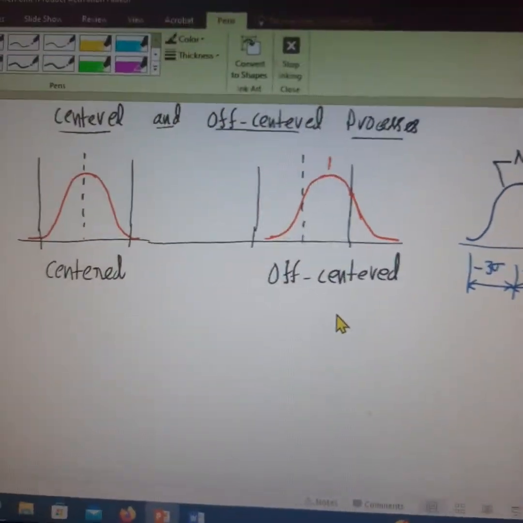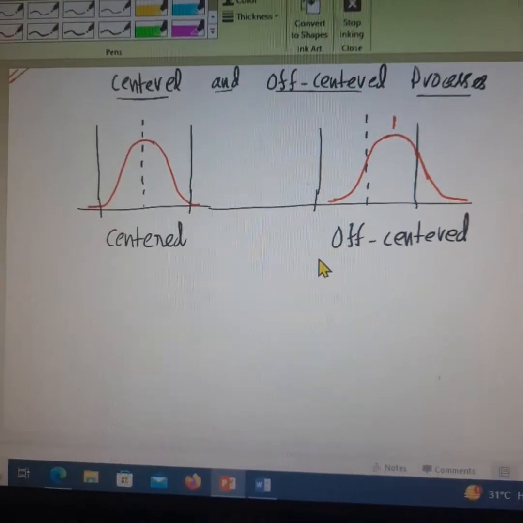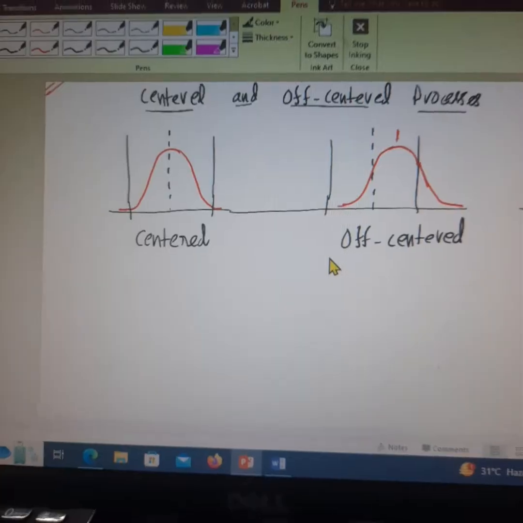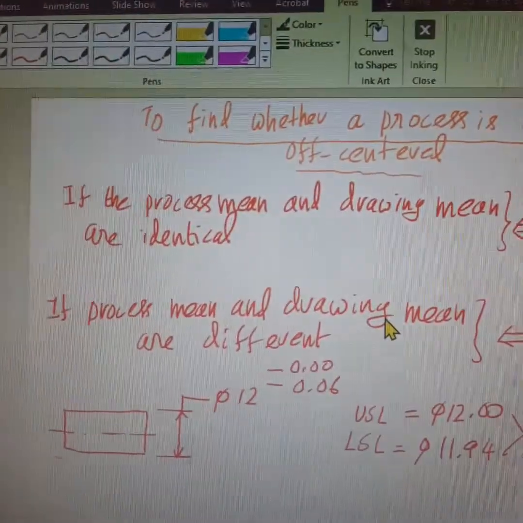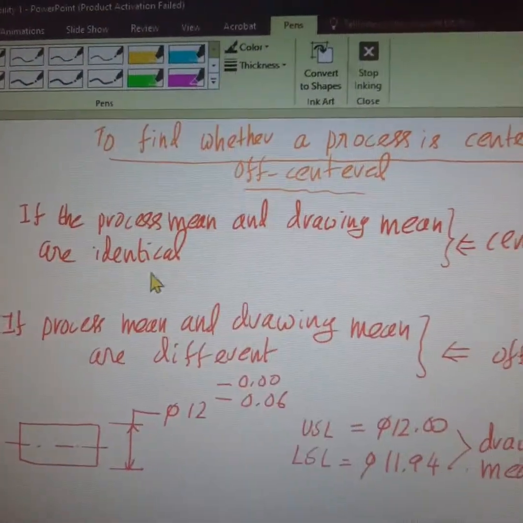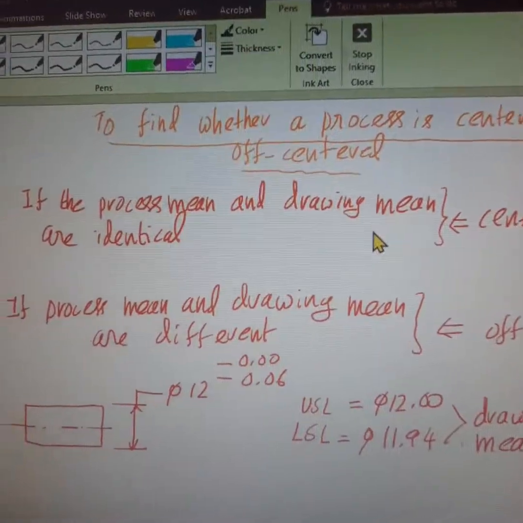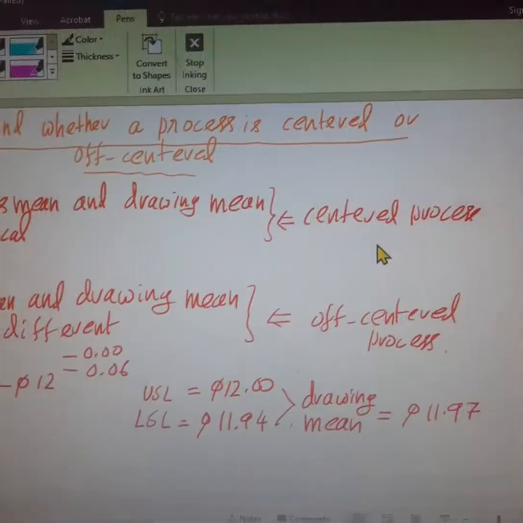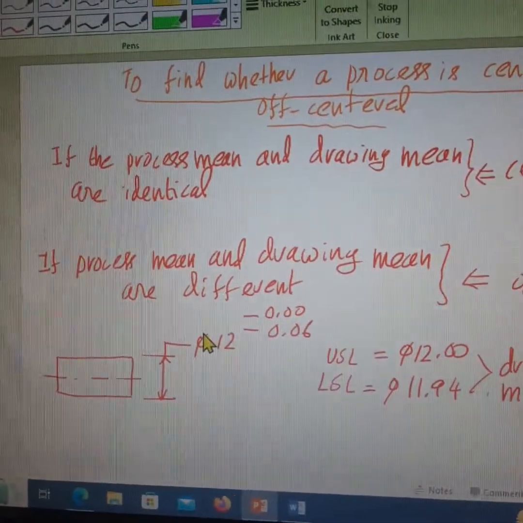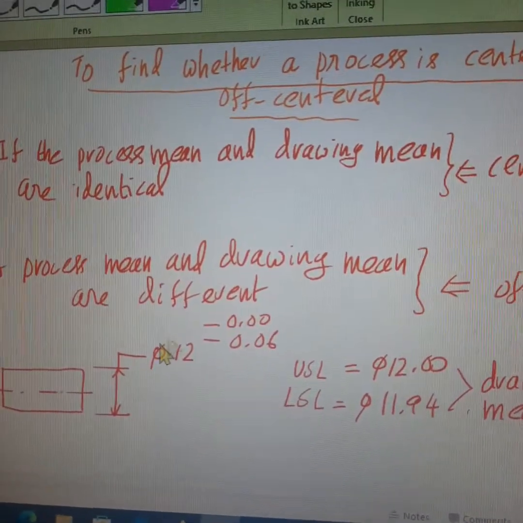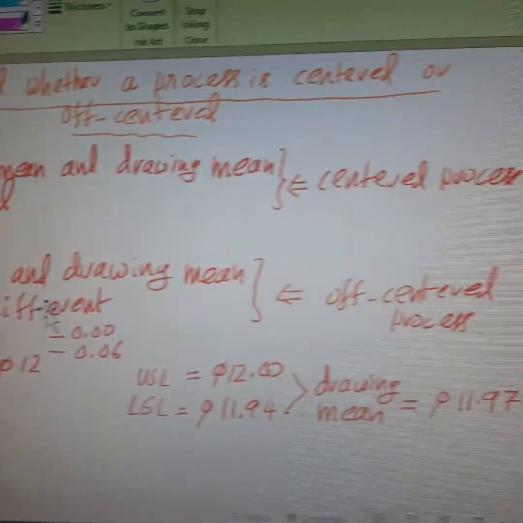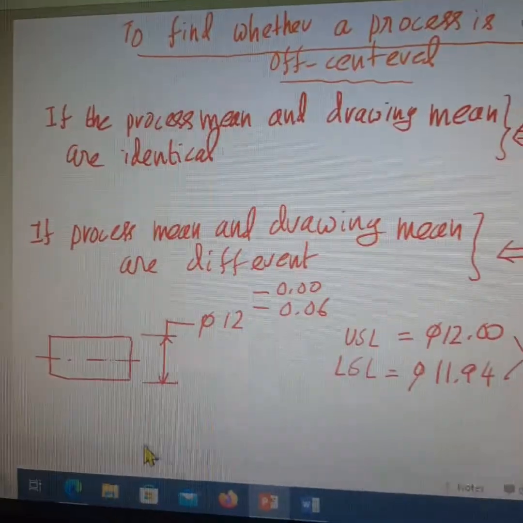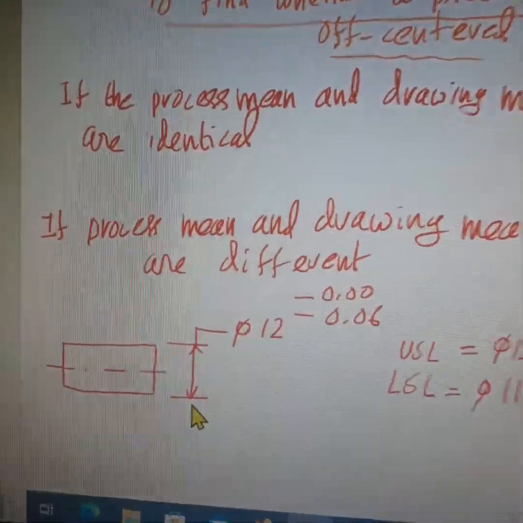How to find whether it is centered or off-centered? In our example 2, how do we find out? So that is the rule you have to follow. If the process mean and drawing mean are the same, it is a centered process. If the process mean and the drawing mean are different, it is an off-centered process. So what is the drawing mean for our example?